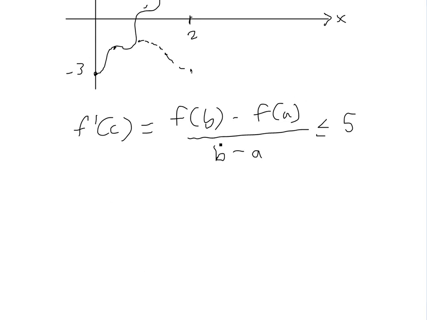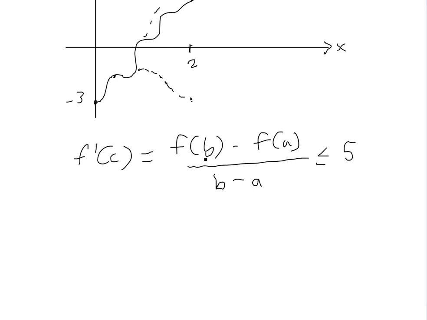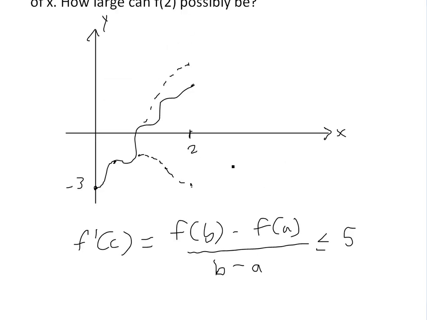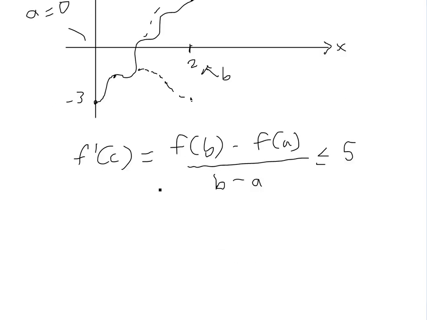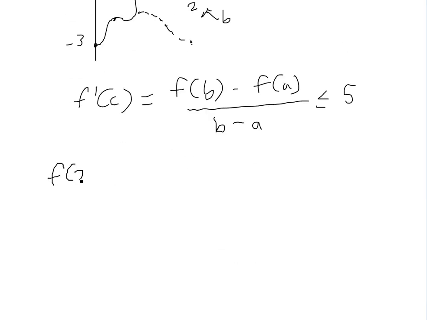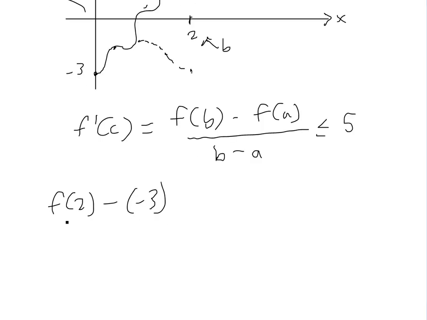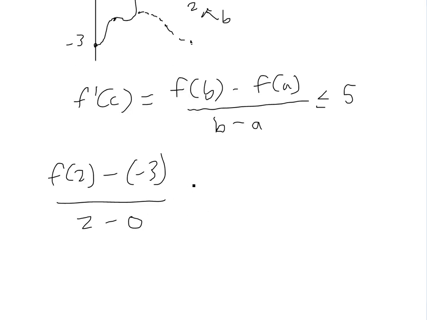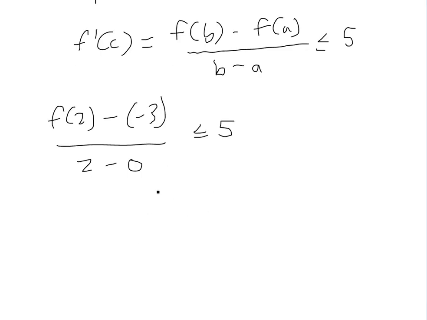Now we could rearrange this, but before we do, let's plug in the values that we know. We're looking for f of 2, so that's just b, and our a is going to be equal to 0. So a equals 0, that's the initial point right there. So we'll go f of 2 minus f of 0, which is -3, all divided by 2 minus 0, and this is going to be less than or equal to 5.